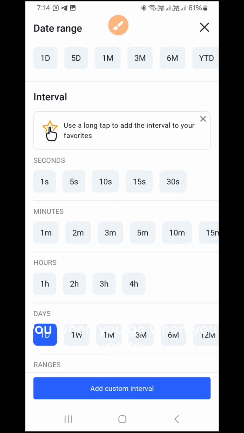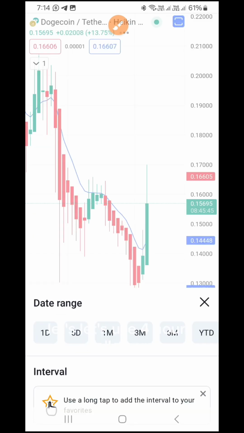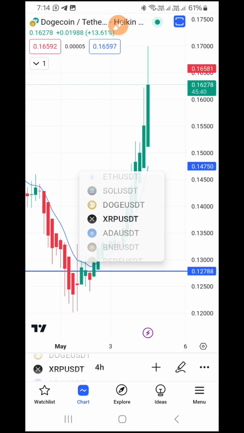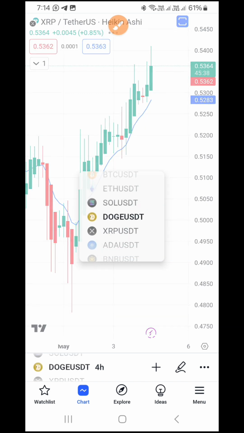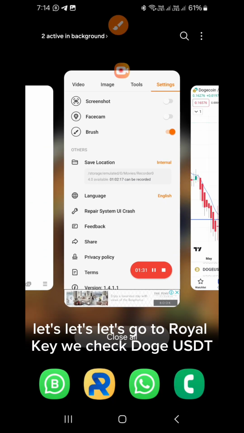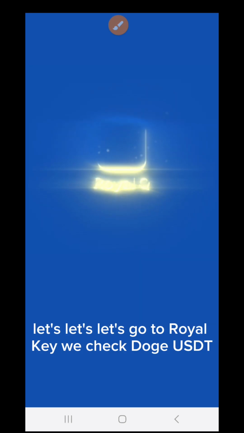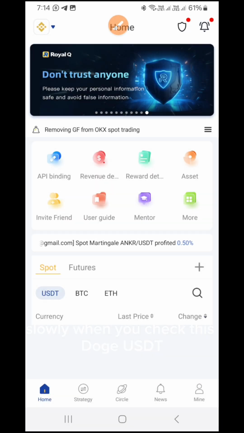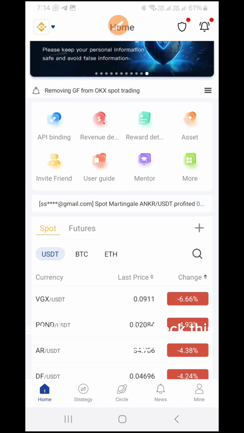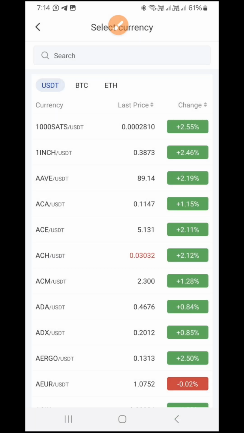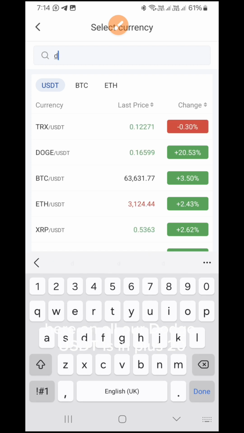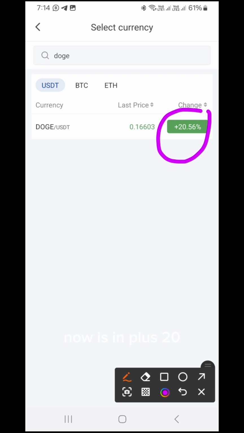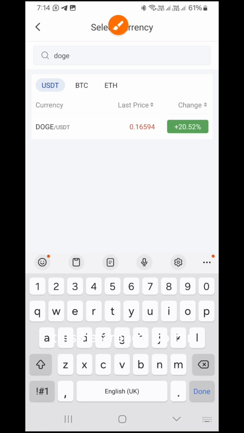Let's use 4 hours. When you go to check Doge USDT on the chart, let's go to Royal Q. We check Doge USDT. I want you to follow slowly. Here on Doge USDT, it's in +20 now. It's in +20, so this has ranged so far.